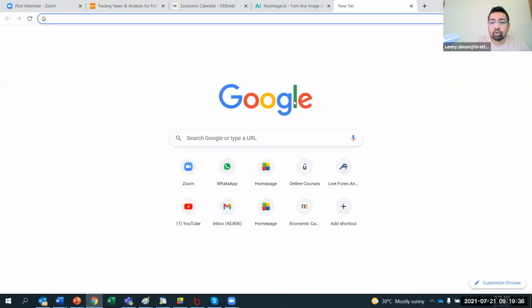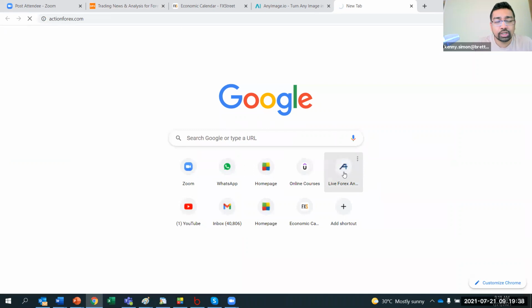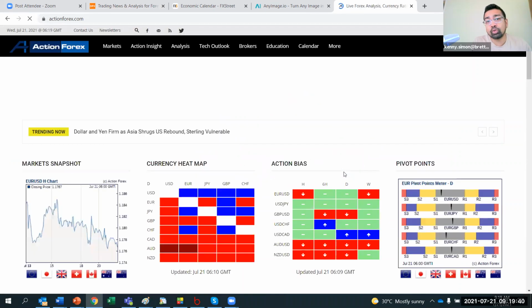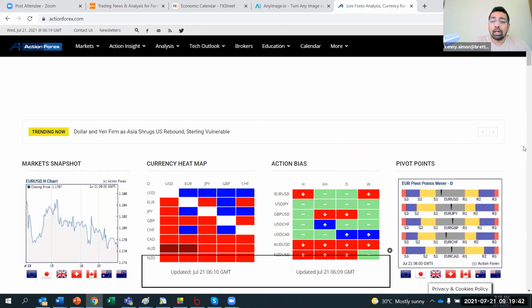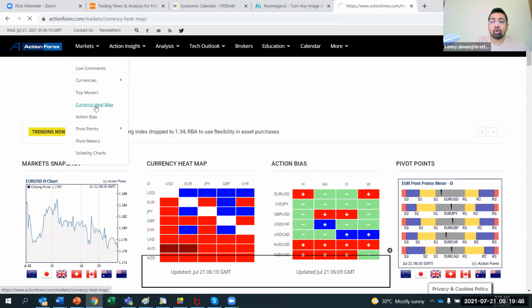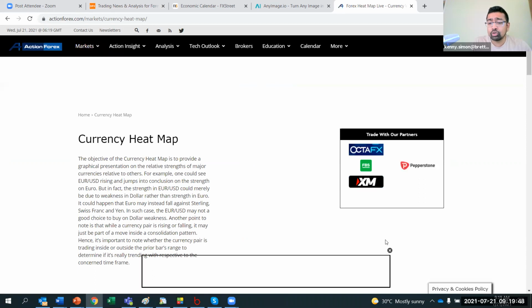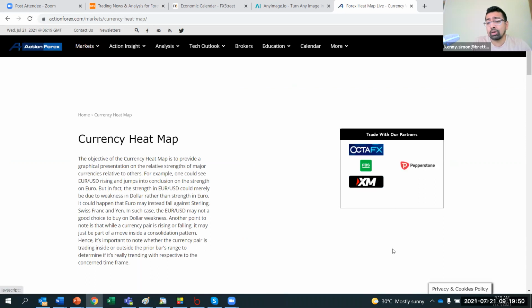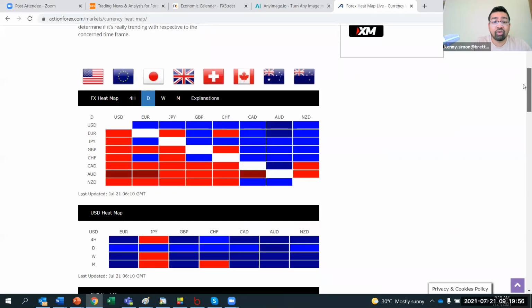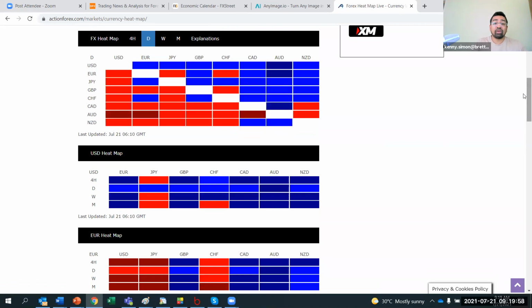Now we want to go on to Action Forex, just to use some tools like the heat map, for example, and just to get an idea of what's going on in the market in terms of trend. But of course, it's not that accurate, and don't think that this is the holy grail type tool that we can use and it's very accurate. No, it's just to give you a bit of an idea.